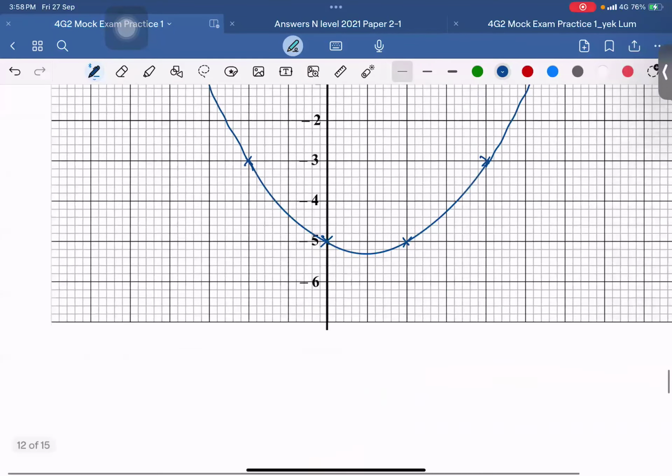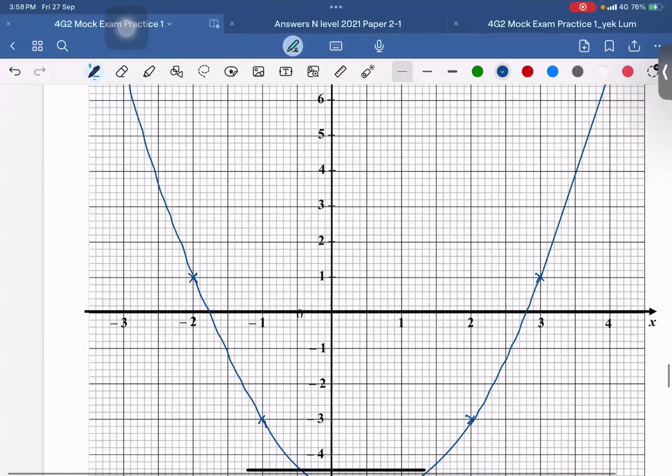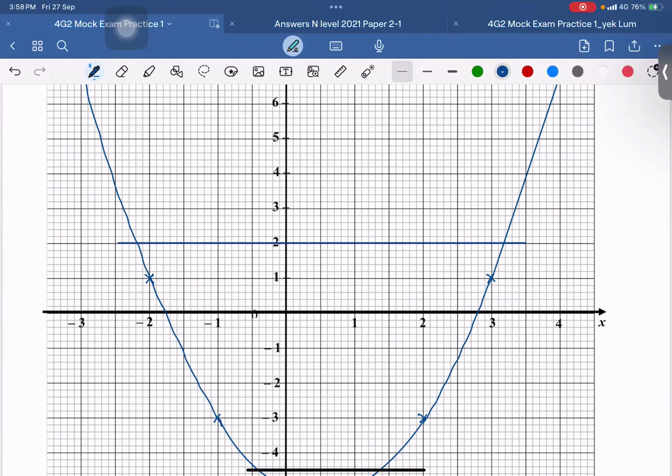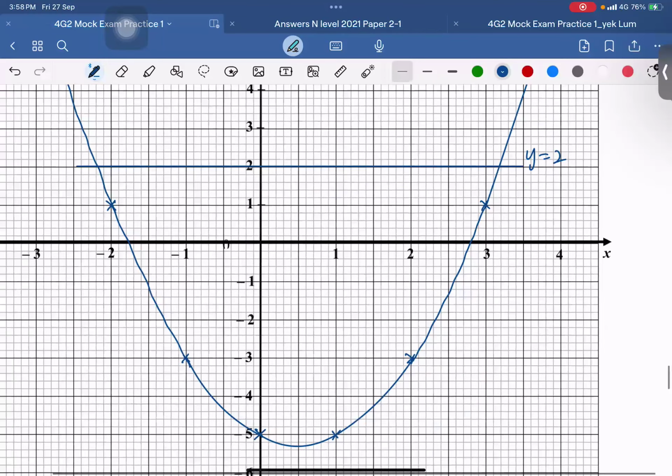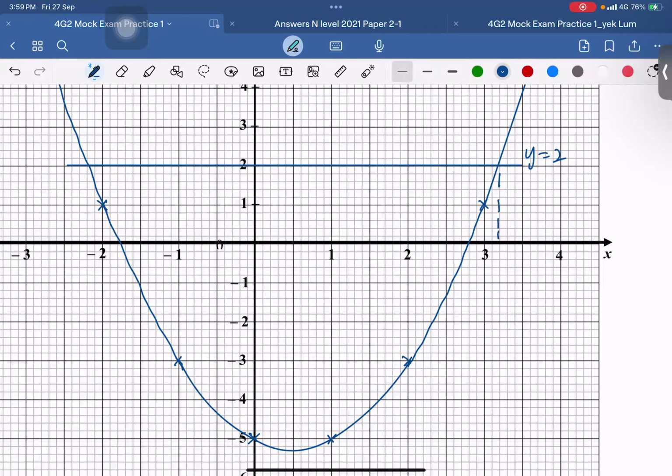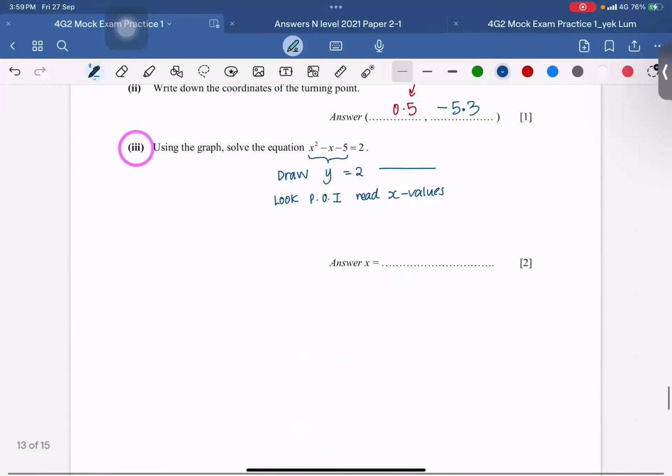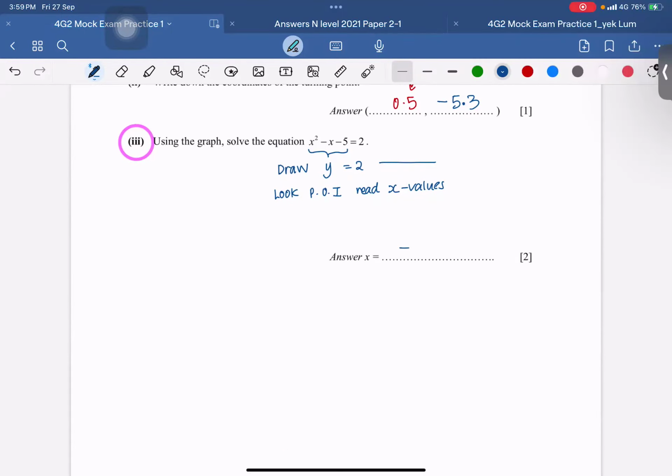So y equals to 2, that will be this line. And y equals to 2, then we read the point of intersection. That x value will be negative 2.2. My other one is 3.2. So I have 2 answers: negative 2.2 or 3.2.